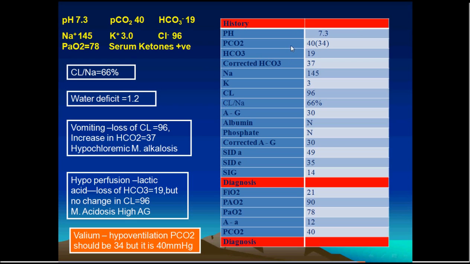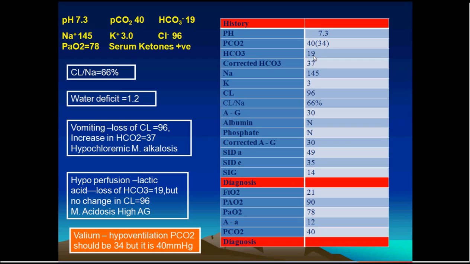Maybe due to this problem, or the patient might have some other problems. When you look at the anion gap of the patient, this is the sodium, this is the chloride, and this is the bicarbonate, and the anion gap is high. This is a high anion gap, 30 instead of being 12. High anion gap metabolic acidosis.